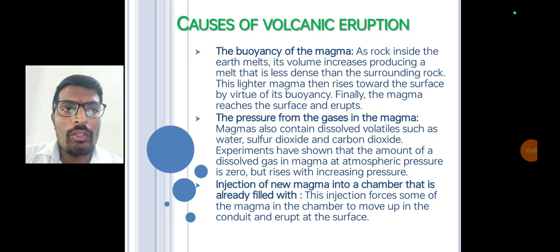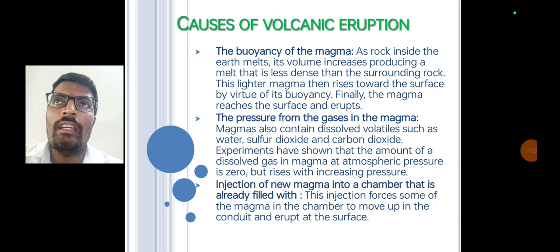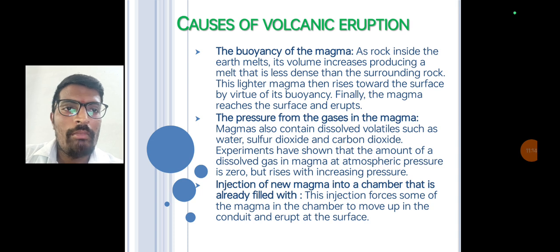Now coming to the causes of volcanoes. The first cause is the buoyancy of the magma. The simple meaning of buoyancy is the uplift pressure. That pressure directly impacts the magma chamber, and as a result the volume of magma rises up to reach the ground surface. The magma is exploded into the atmosphere. This is the first cause.